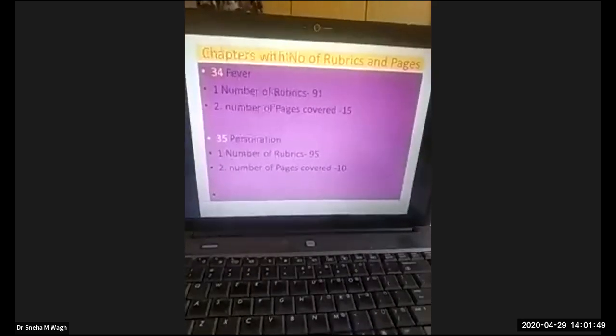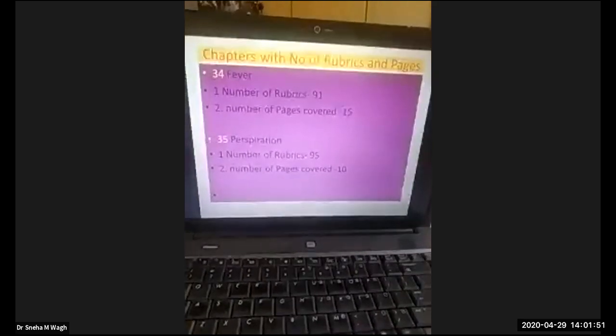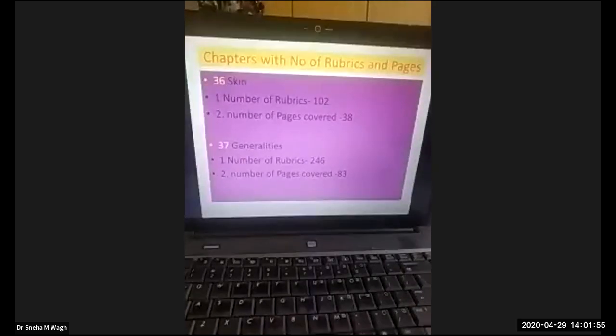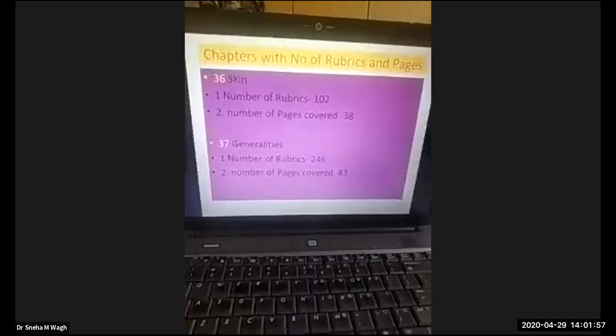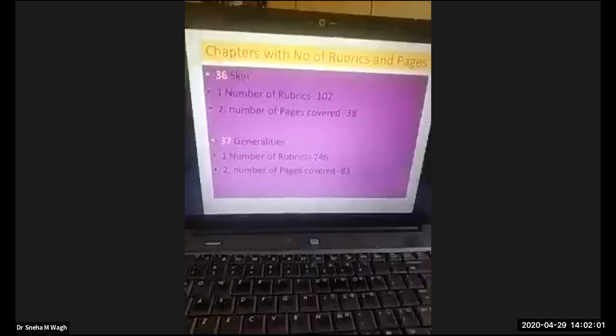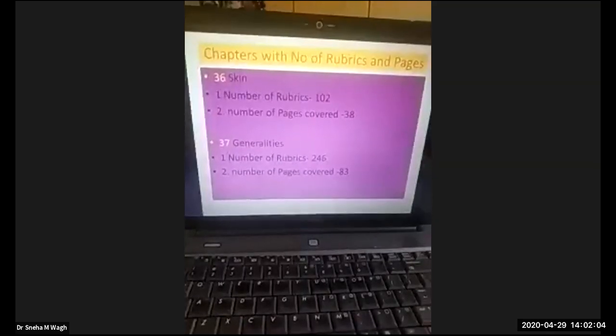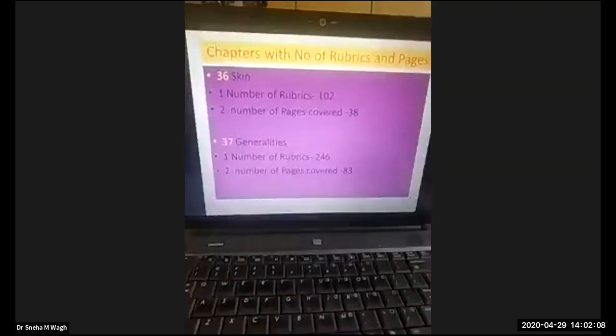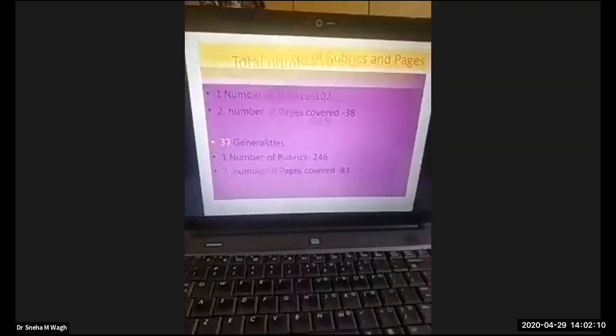And the 35th chapter, that is perspiration. It has got 95 rubrics with 10 pages. Next is skin. Number of rubrics 102. Number of pages covered 38. 37th is generalities. Number of rubrics 246. And number of pages covered is 83.